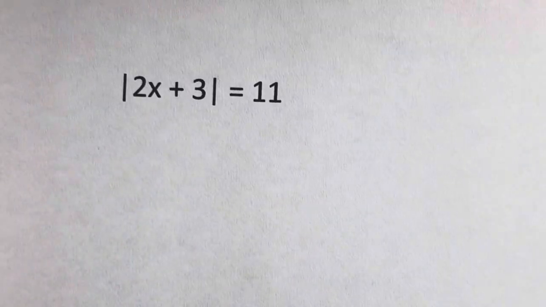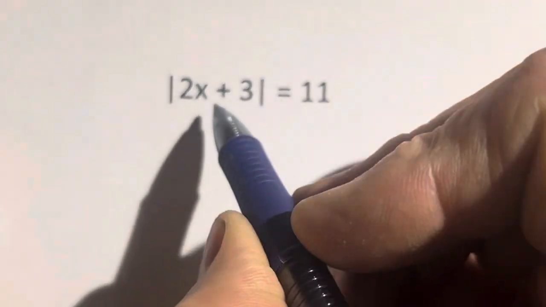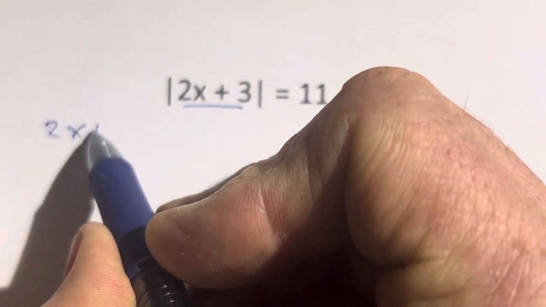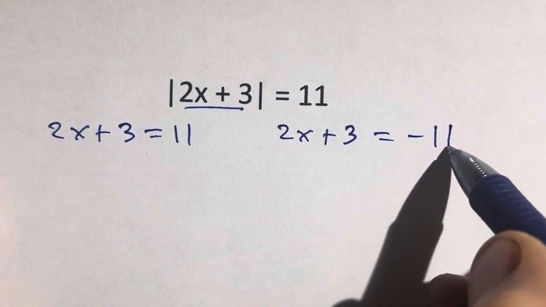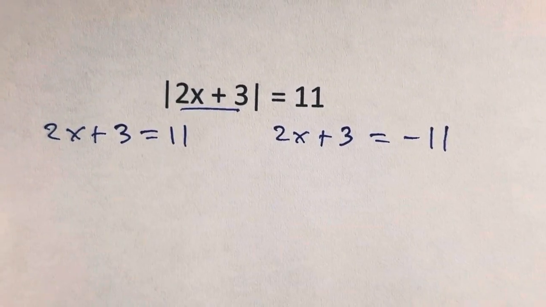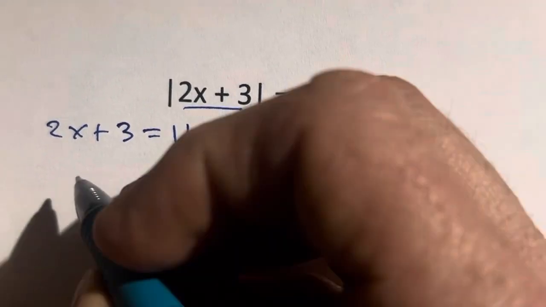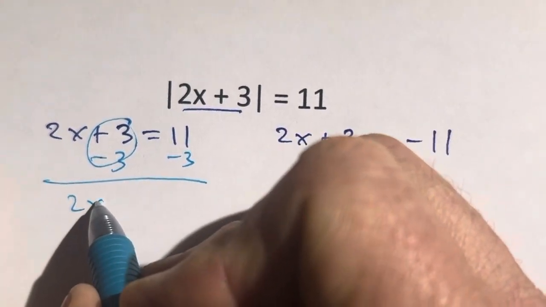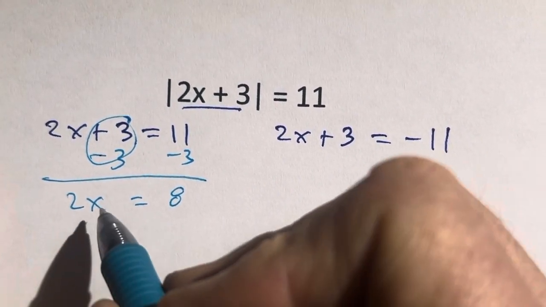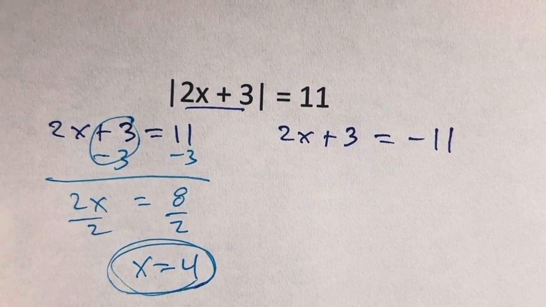Okay, here's another example. The absolute value of 2x plus 3 equals 11. All right, this thing inside here could be 11, but that thing inside could also be -11. So we've got to set up two equations for this, and I solve each one. Right here, when I solve this one, I'm going to subtract 3 on both sides, and that'll go away. So that means 2x equals 8. Now divide both sides by 2, and it looks like x equals 4 is one solution.